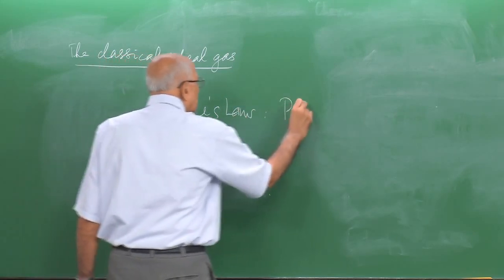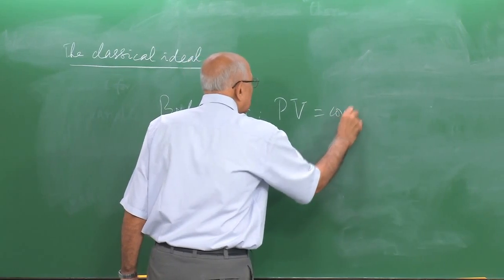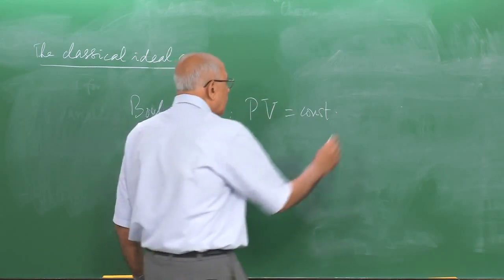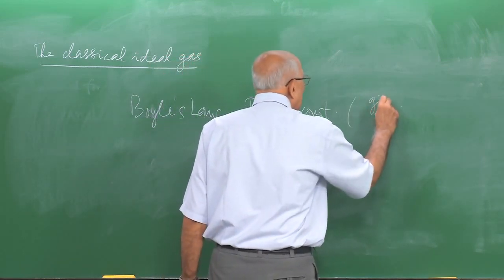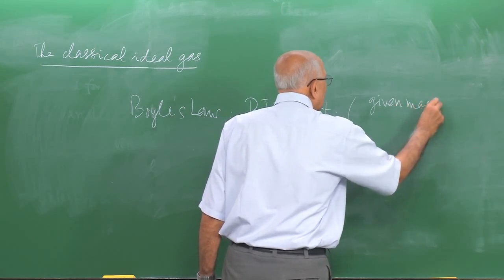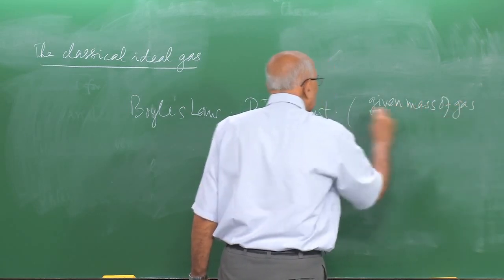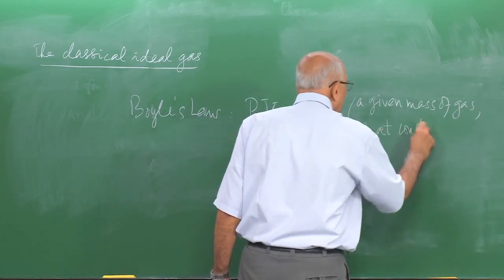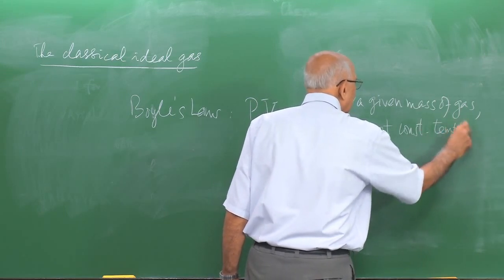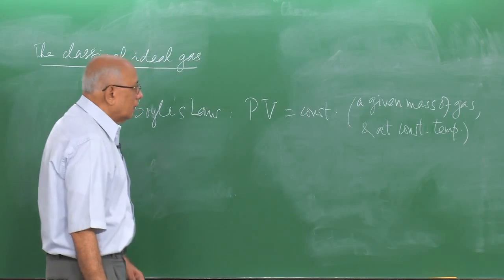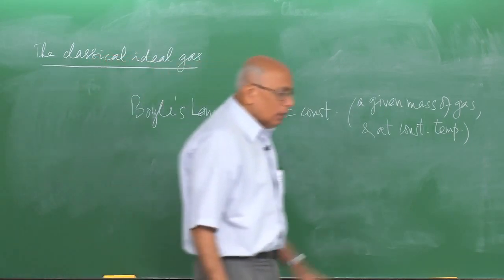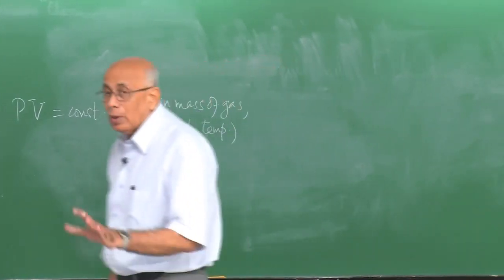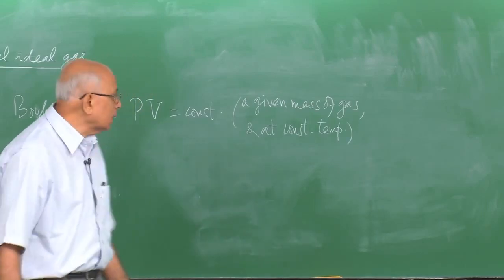which said that the pressure times the volume is equal to a constant for a given mass of gas and at constant temperature. So that was one empirical observation. There were of course deviations from it, and as we know today real gases do not obey this exactly, but to a good approximation they do at sufficiently high temperatures.